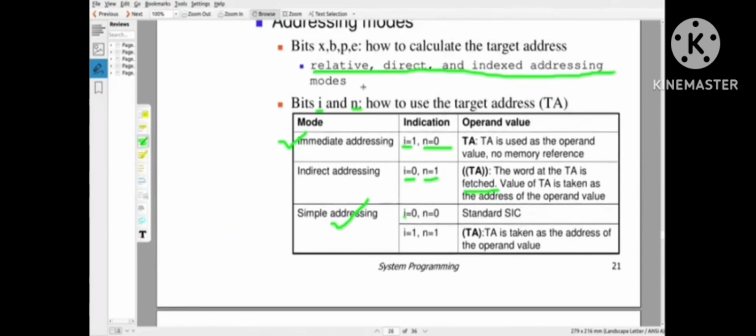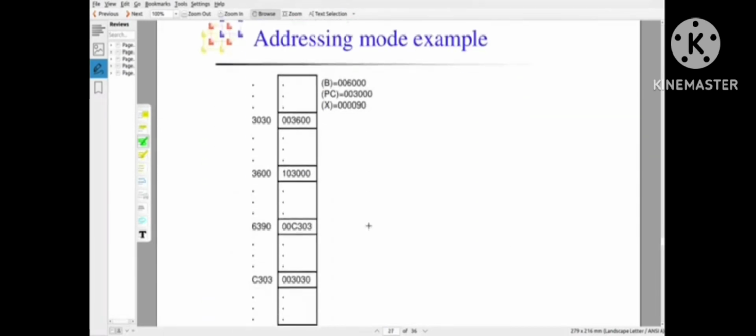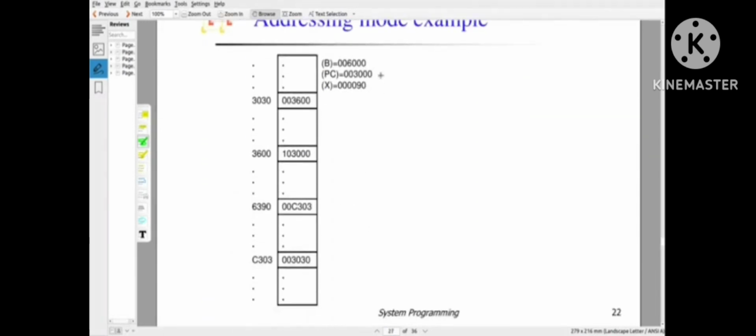So these are direct addressing mode, indirect addressing mode, relative addressing mode, index addressing mode, and simple addressing mode. These are the classes of addressing mode supported by SIC/XE. Now look at here, we will explain this addressing mode with an example. Here I have shown a portion of memory.